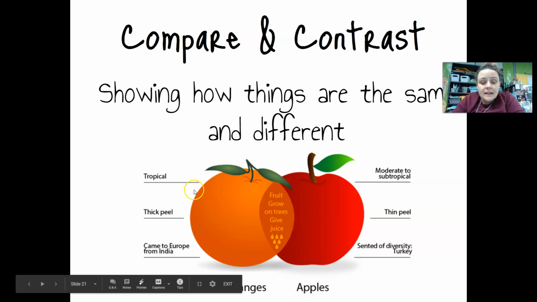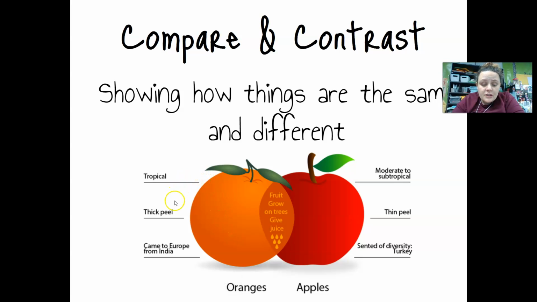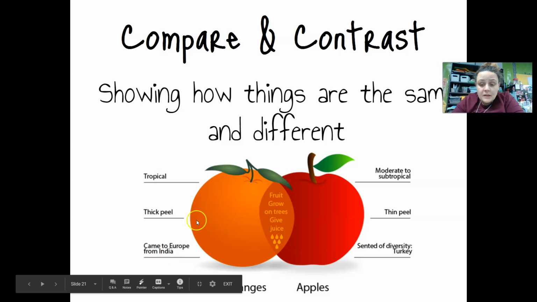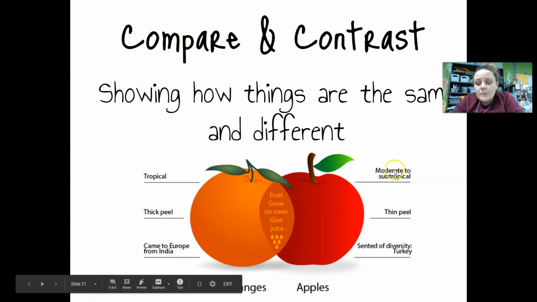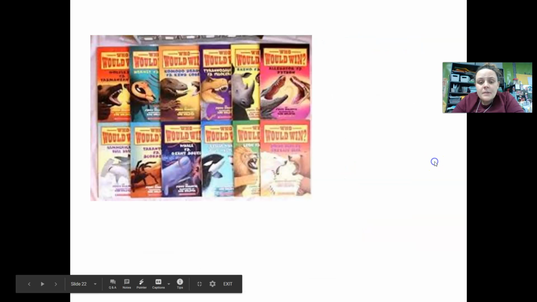Now, lots of times to help them pre-write or think about what they're going to write, they might use a Venn diagram, which is 2 overlapping circles. So here are things about oranges. They're tropical, thick peel. They came to Europe from India. Apples. Ooh, a little ahead of myself. They're moderate to subtropical climates. They have a thin peel, and they're from Turkey. And so those are the ways they're different. In the middle is what's the same. Fruit grows on trees, so they both grow on trees, they're both fruits, and they both give juice. So that's compare and contrast.